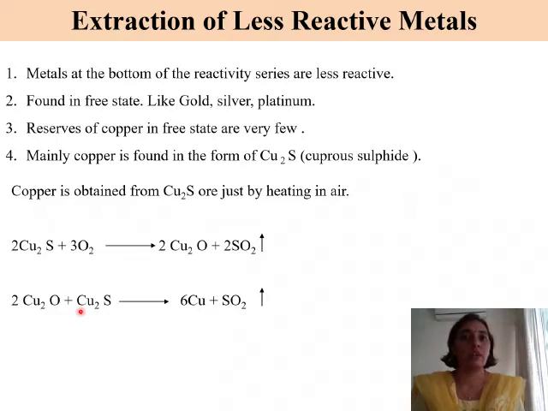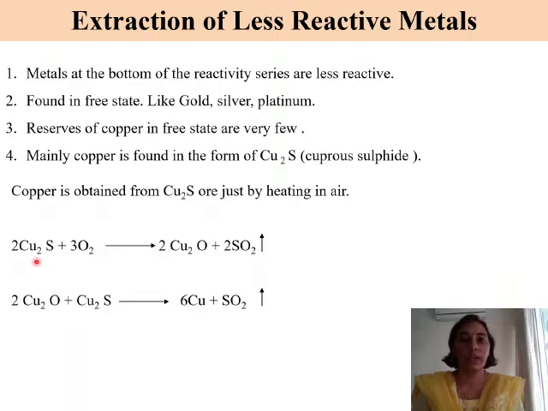In the next slide, we are going to study how mercury is going to be obtained in the pure state from its ore, which is called cinnabar or mercuric sulfide, that is HgS.